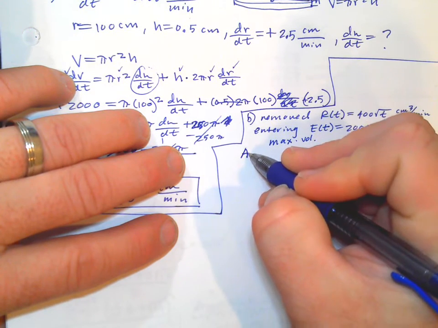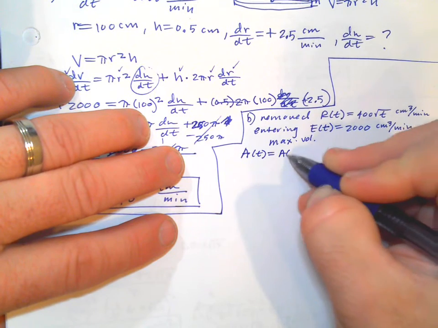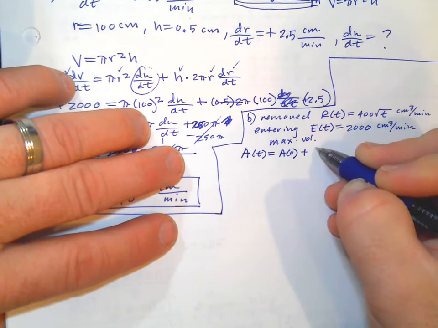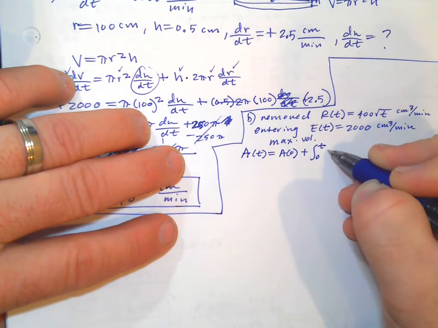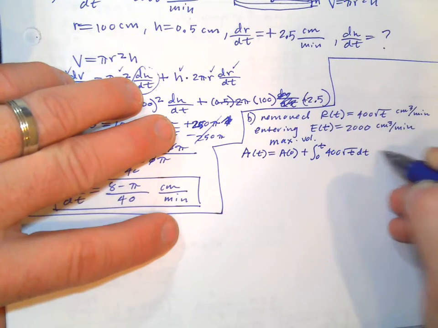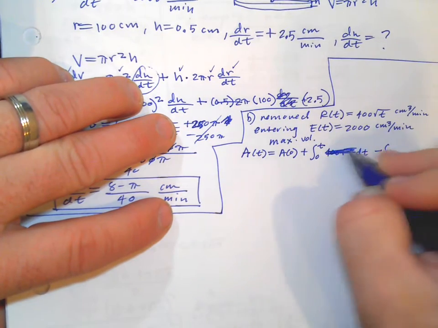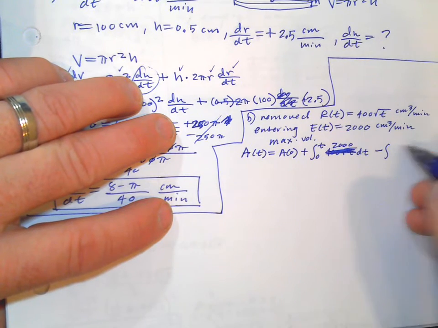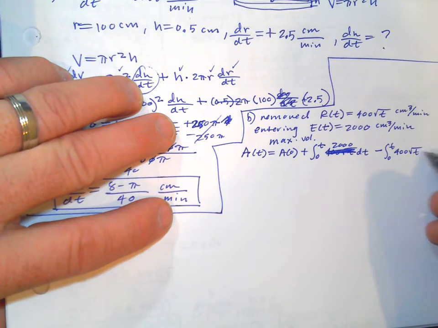Now, the overall rate, I like to call it A. So A(t) equals the initial amount plus what's been added, integral from 0 to some time t of the entering rate, that should be the 2,000, minus what's being taken away, that's the removal rate. So this is your rate model.